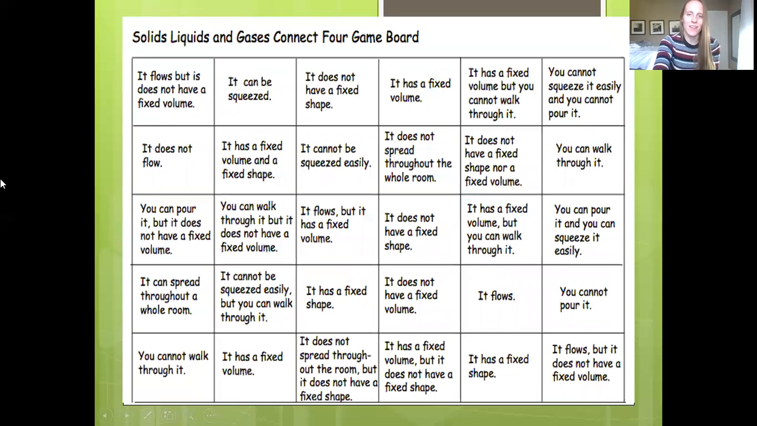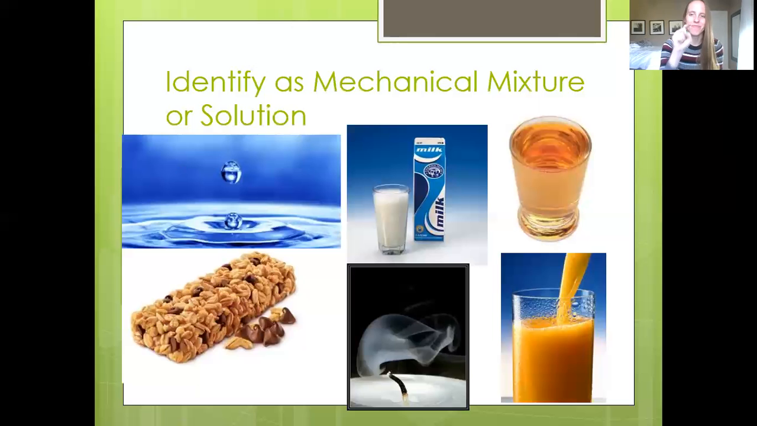Okay. You can also go through this, if you would like, as an example of differentiating between the different states of matter. This one is optional, though. This one is mandatory. I want to see this in your notes.